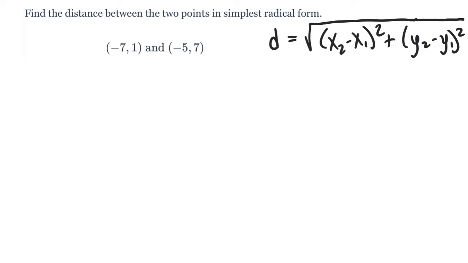Okay, so there's going to be times where you're asked to find the distance between 2 points, in this case (-7, 1) and (-5, 7), and you're not going to have a graph, so you're just going to be left with the numbers. In that event, you're going to want to use what's called the distance formula. It's d equals the square root, d being distance, is equal to the square root of (x2 minus x1) squared plus (y2 minus y1) squared.